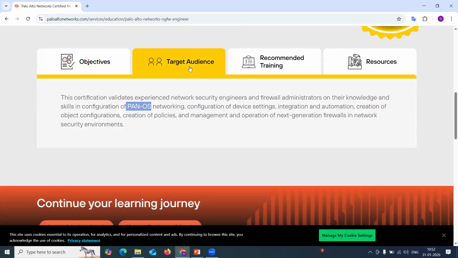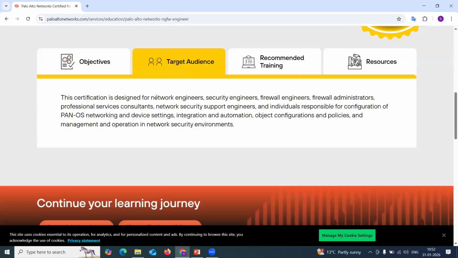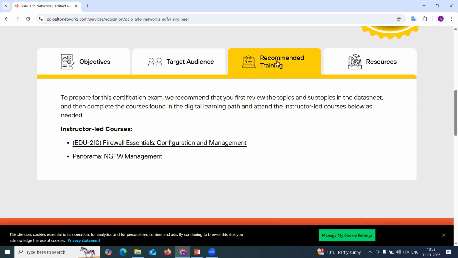Now, what type of audience would get targeted? Like network engineers, security engineers, firewall administrators, and so on. You can see these are the type of targeted audience. Recommended trainings. Now, when I talk about the recommended trainings, here there is one examination code called EDU 210 and we have Panorama. So EDU 210 is there since the beginning itself.